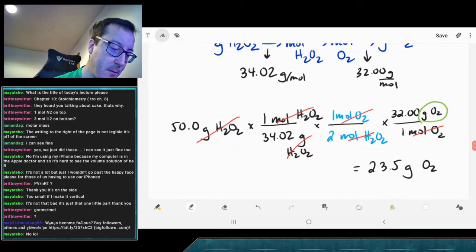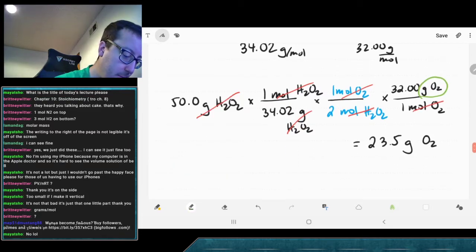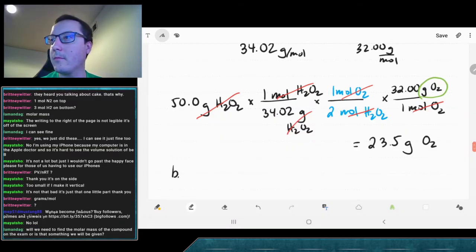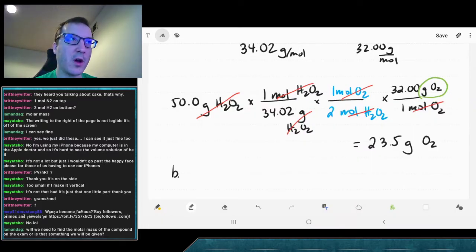All right. Get ready for part B. You would probably need to do the molar mass yourself. I'm not going to be giving you compounds that are going to be terribly complicated. Like H2O2, it's two numbers to add up, right? Nothing too crazy. So that shouldn't be a huge time concern.